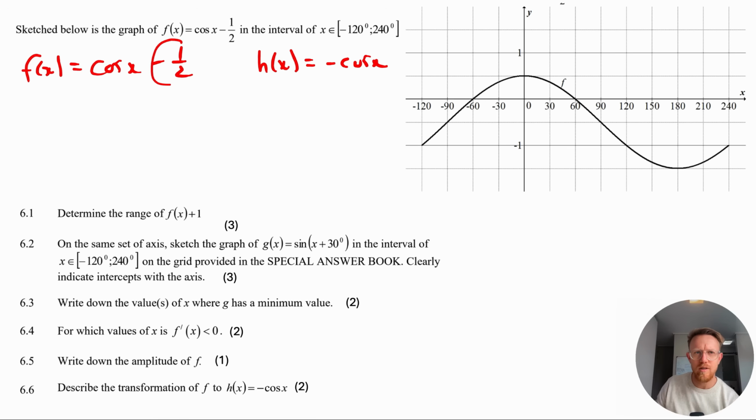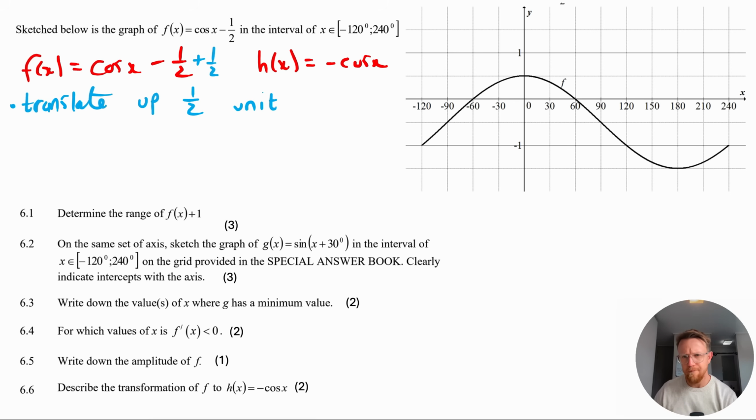Well, the first thing we need to do is get rid of this minus a half. So the way that you do that is you just move the graph up by half a unit, because then these two would cancel out and then you don't have anything over here. So that's going to be the first thing we're going to do. We're going to translate up half a unit. Okay, so then what we would have is y equals cos x, because we've gotten rid of this negative half. So that's what we have at the moment.